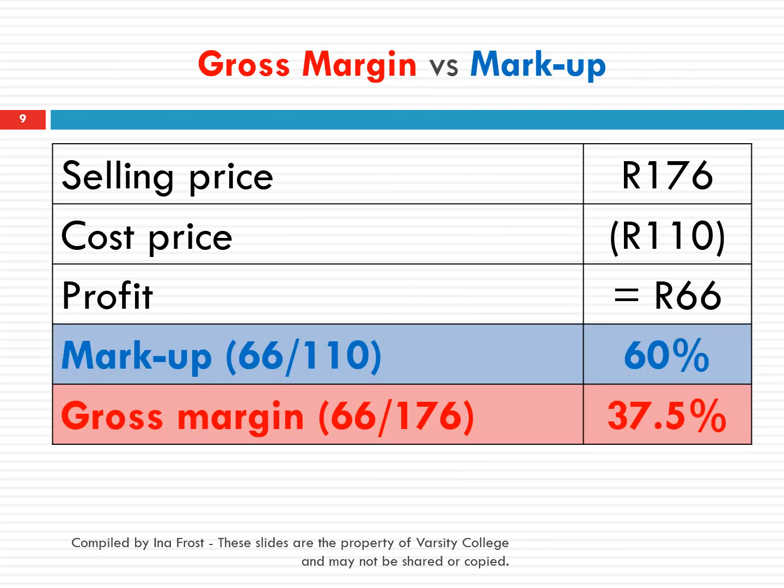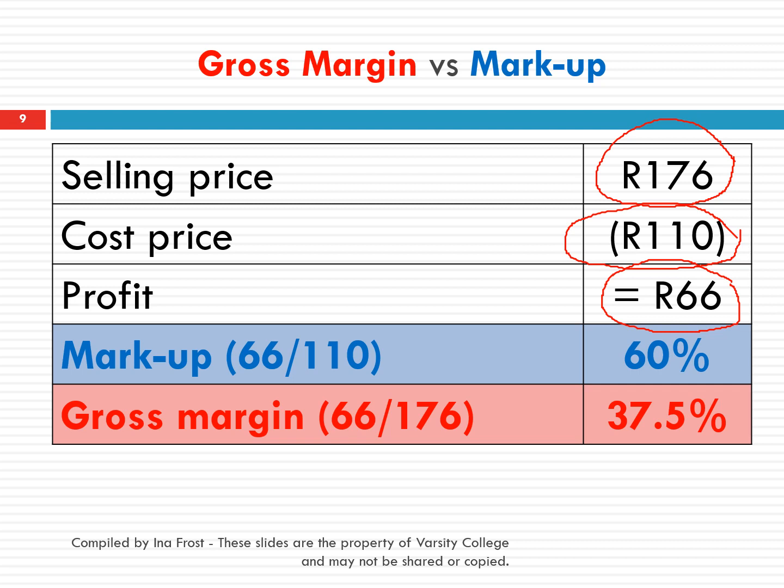So let's look at it with some amounts. Originally the business bought the product for 110 rands, and then they sold it for 176 rands. Because remember, the objective of the business is to make a profit. So they are never going to sell the item for the same amount that they originally paid for it. They're going to add something to the original cost, and that is what we will call the profit. So when they sell this item, they are going to make a 66 rands profit on the particular item.